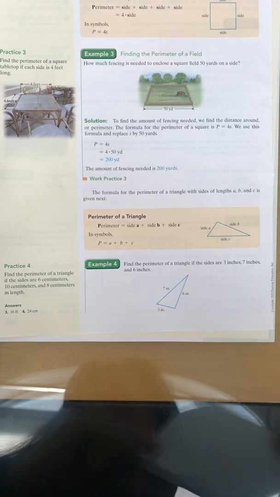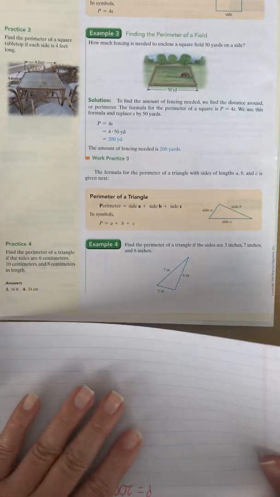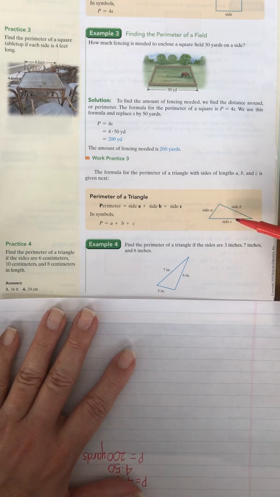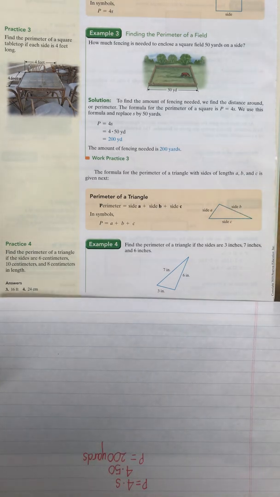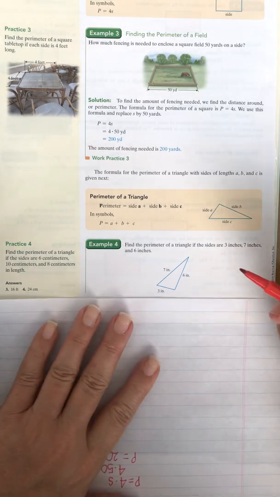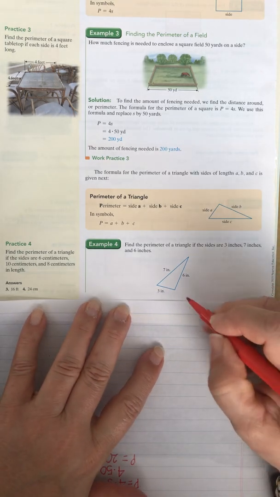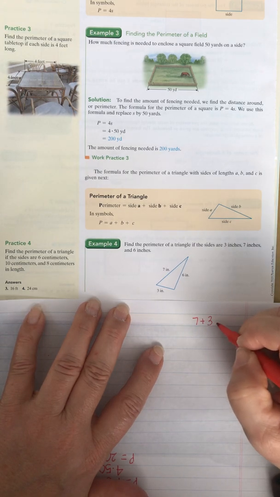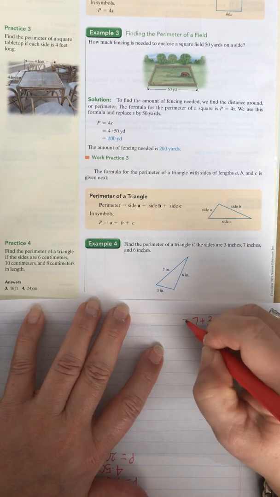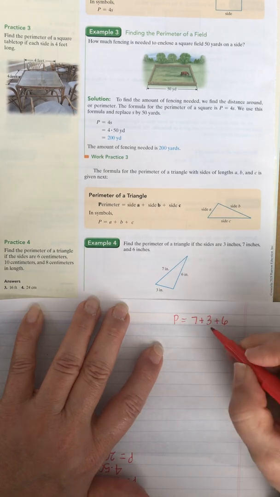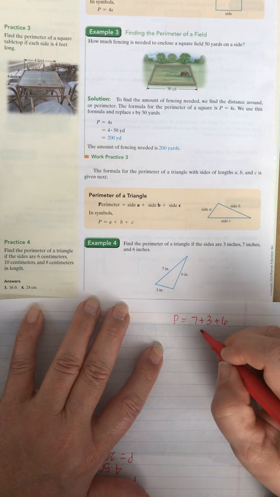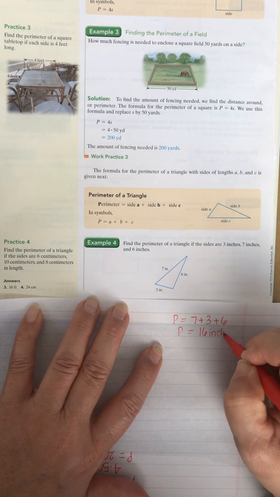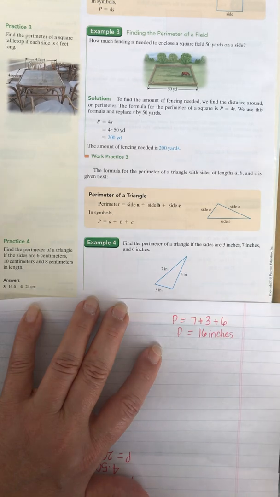Okay, what if you have a triangle? Triangle has 3 sides. Well, to find the perimeter, you just add side A, B, and C, and it doesn't matter what you label A, B, and C. So for this example, example 4, we have a triangle. One side is 7 inches, another side is 3 inches, and another side is 6 inches. So you're adding up all these sides. 7 and 3 is 10, 10 and 6 is 16. So the perimeter of this is 16, and we're going to label it inches because each side is in inches.